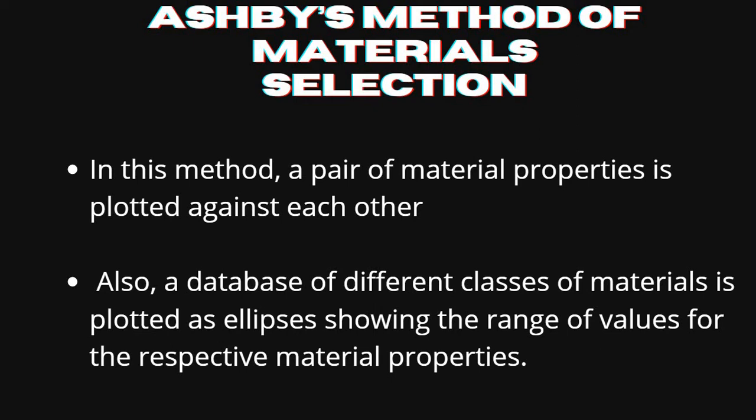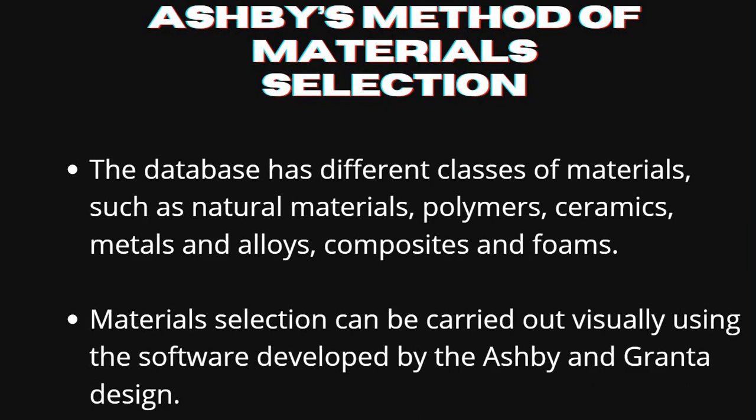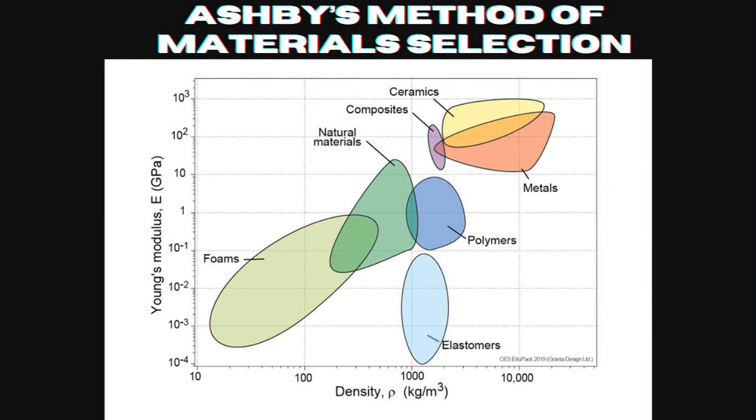Also, in a database, different classes of material are plotted as ellipses showing the range of values for the respective material properties. So these materials use an ellipse shape for showing the material property. So this is the Ashby method's graph.